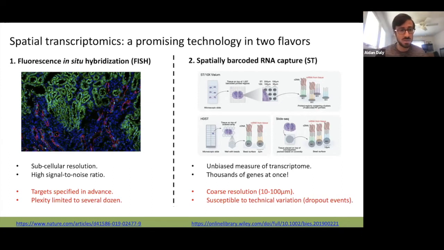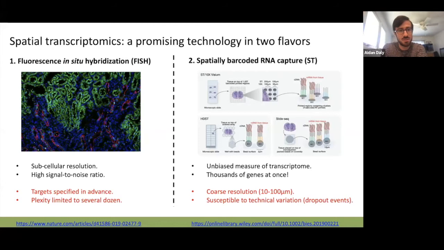It's very nice because it has very good subcellular resolution. You can look at organelle level placement of mRNAs or proteins. It has a very high signal to noise ratio. Even very rare species can be reliably detected on modern hardware.